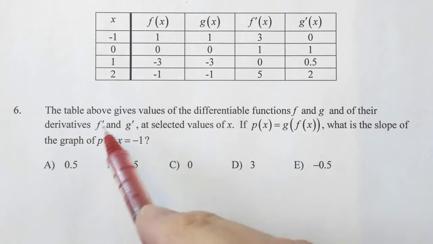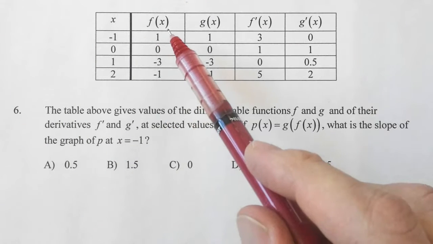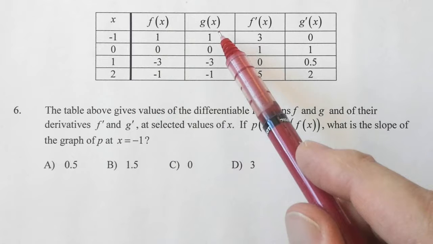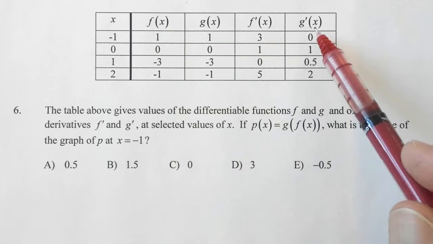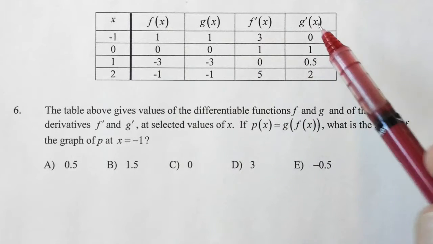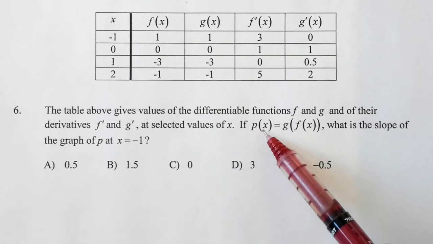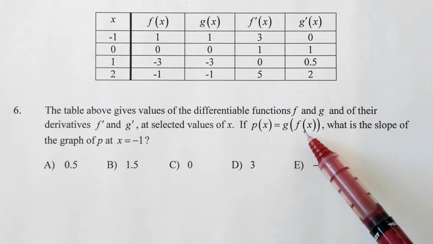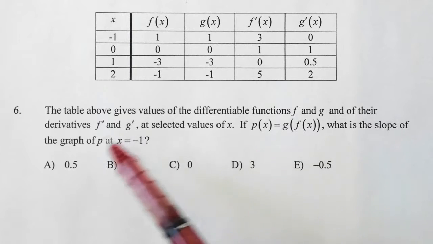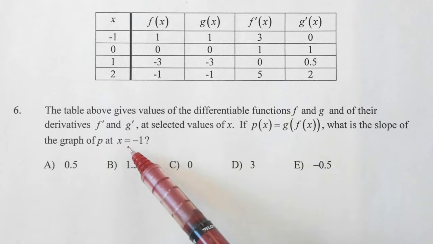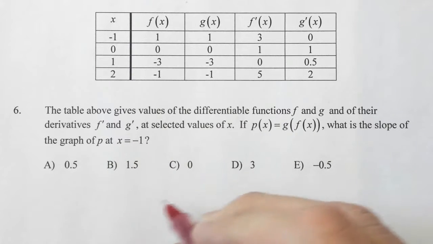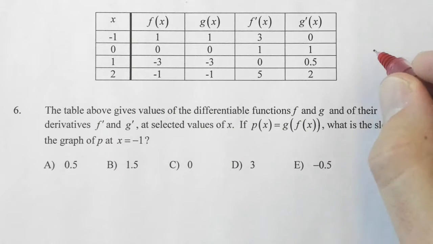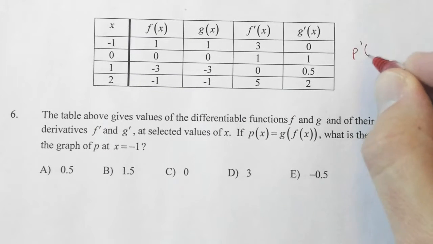Problem number 6, we have a table, and this table gives values of f, g, f prime, and g prime. And we are told that p of x is g of f of x. So it's a composite function. We're asked to find the slope of p when x is equal to negative 1. So we're being asked to find, I'm going to put it over here, p prime of negative 1.